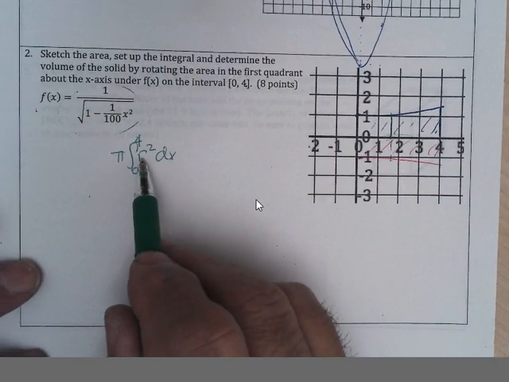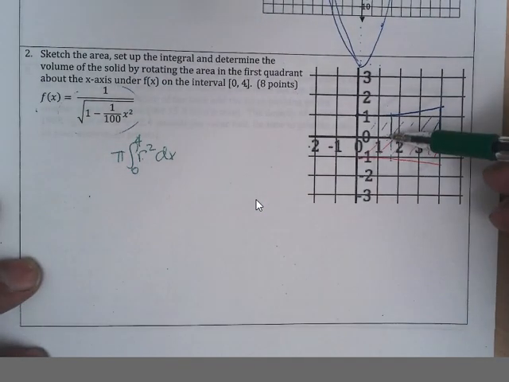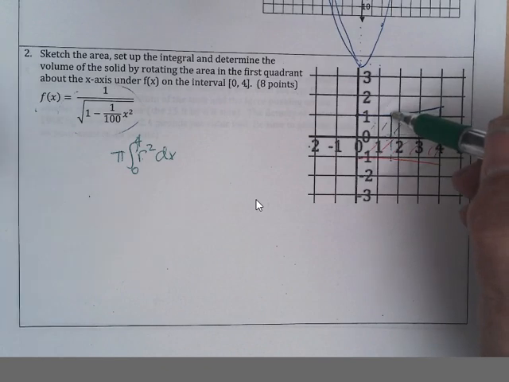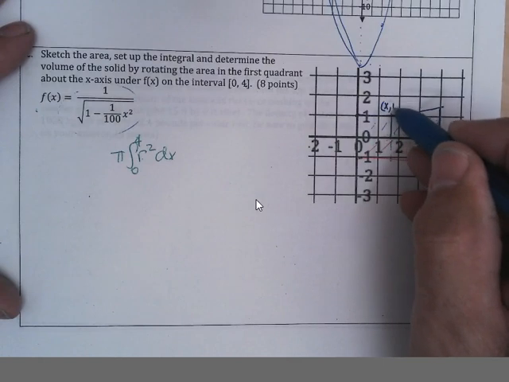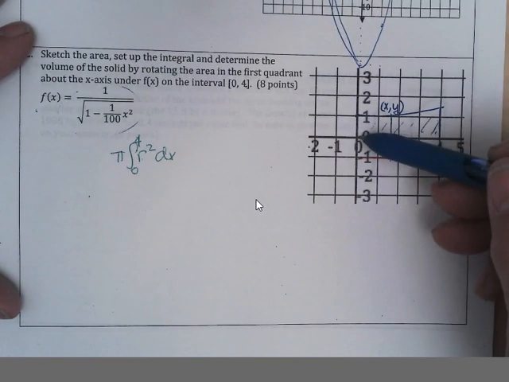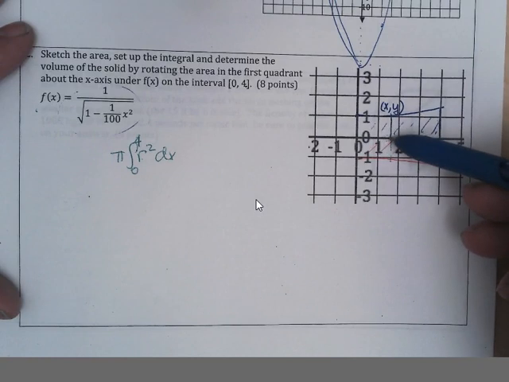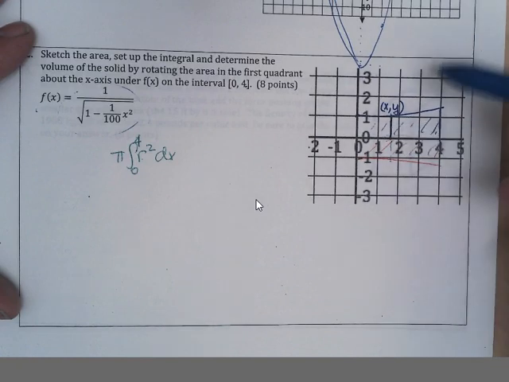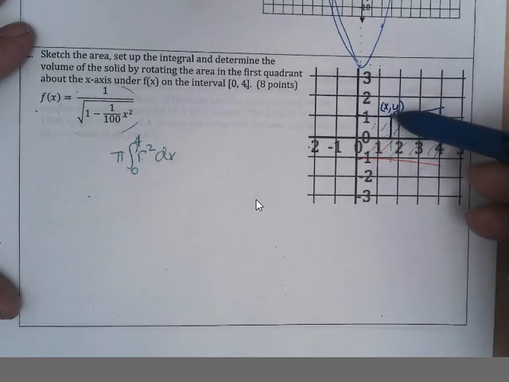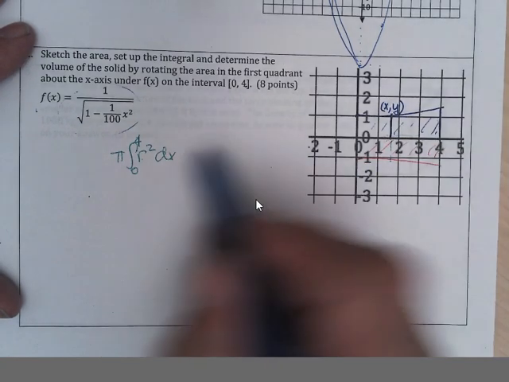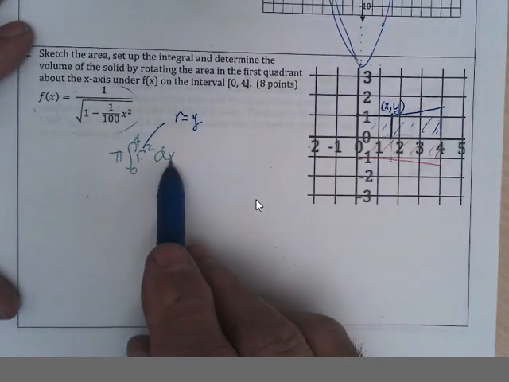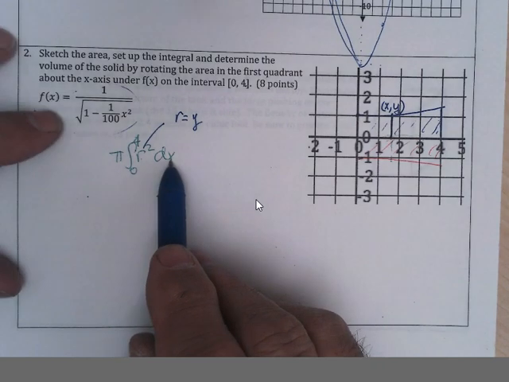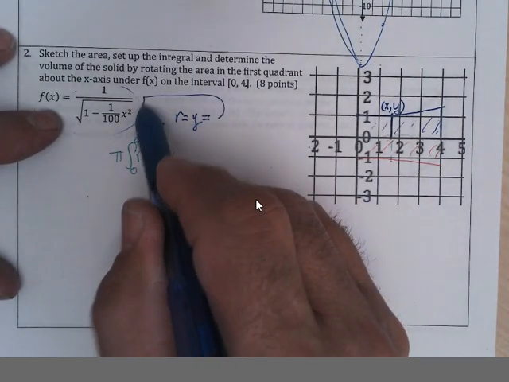Now, the only problem is we've got an r. But r is going up to the curve, and any point on the curve has the coordinates x, y. X being how far over, and y being how far up. And how far up is what we are interested in. This is the center of this rotation, and up to here is the radius of that rotation. So r is equal to y.